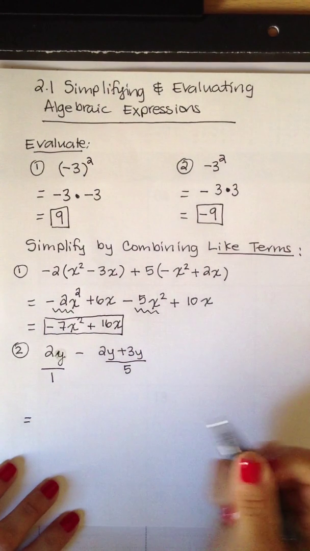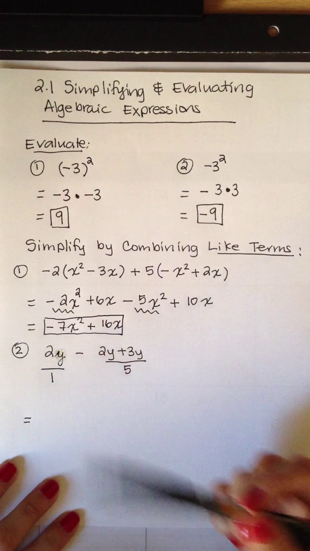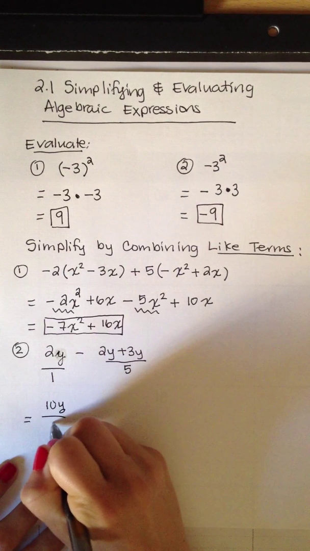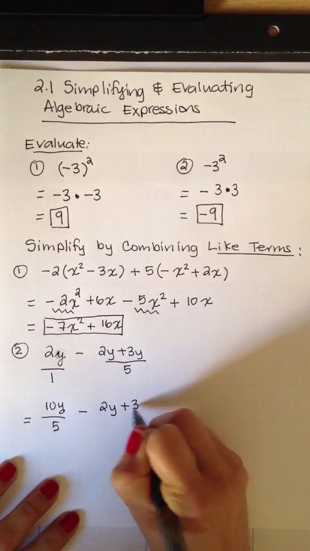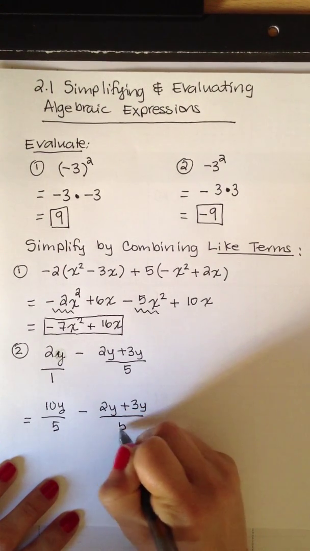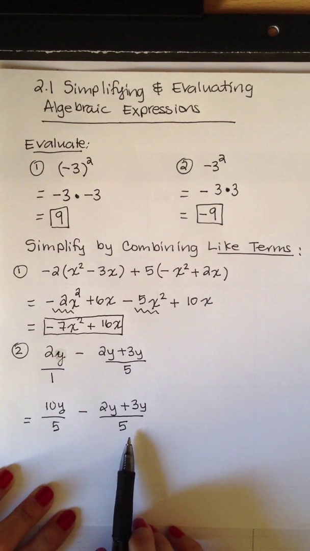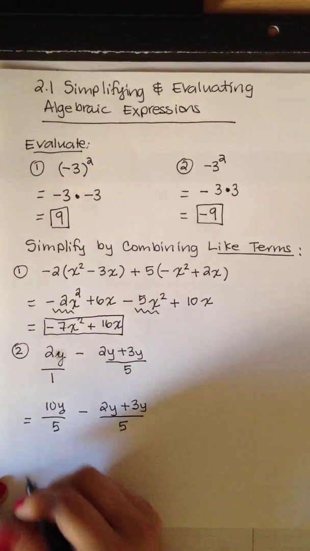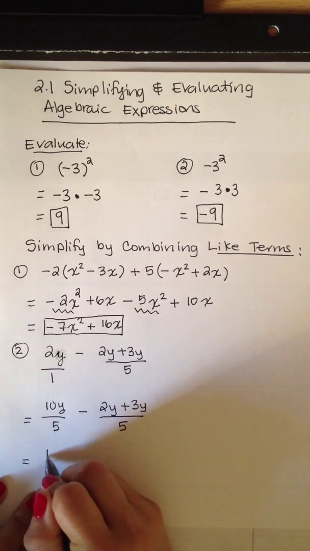So we can rewrite the first fraction where you multiply by 5 over 5, which gives us 10y over 5, minus (2y plus 3) over 5. Since we have the same denominator, we can now subtract. We can also combine our like terms in the numerator. So let's combine like terms here first.